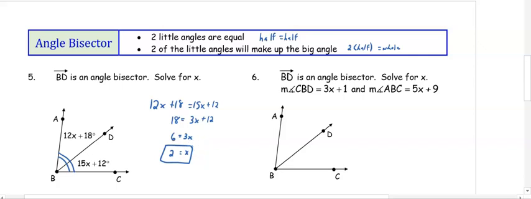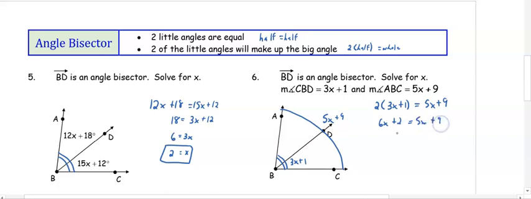In number 6, again, BD is an angle bisector. We know CBD is 3x plus 1, and we know that ABC is 5x plus 9. So we need 2 times the half angle to equal our whole angle. We can distribute. 6x plus 2 equals 5x plus 9. Subtract 5x from both sides. x plus 2 equals 9. Subtract 2. So x equals 7.